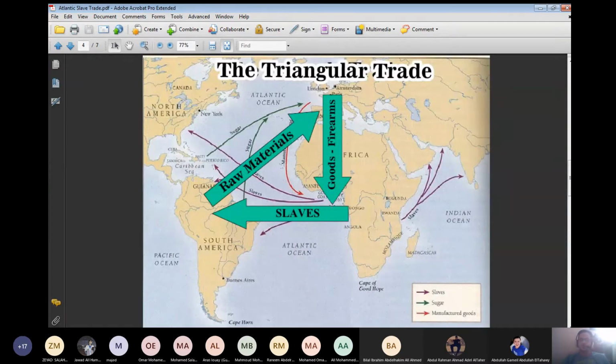So here is our triangular trade. In the first leg of the triangle, the European traders supply the African leaders with European goods and firearms. The second leg, which is important here, we're going to call the middle passage. This is the passage by which the slaves were transported to the newly discovered land. And of course, all the raw materials in the Americas will go to Europe. Here is the middle passage.